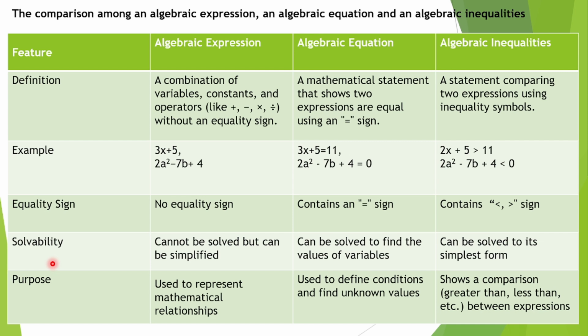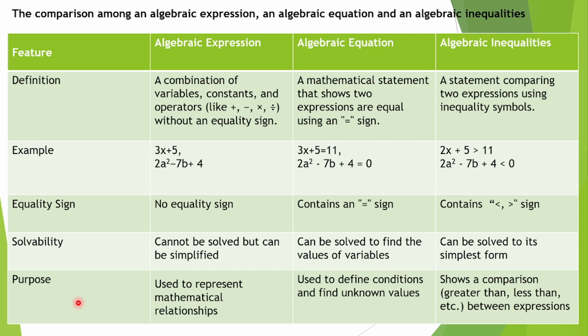Solvability. Solvability means can we solve or not. So an algebraic expression cannot be solved but can be simplified, while an algebraic equation can be solved to find the values of variables. For example, a, b and x are variables. So in algebraic equations we can find the value of variables, while algebraic inequalities can be solved to their simplest form. So we can simplify but cannot find the value in algebraic inequalities.